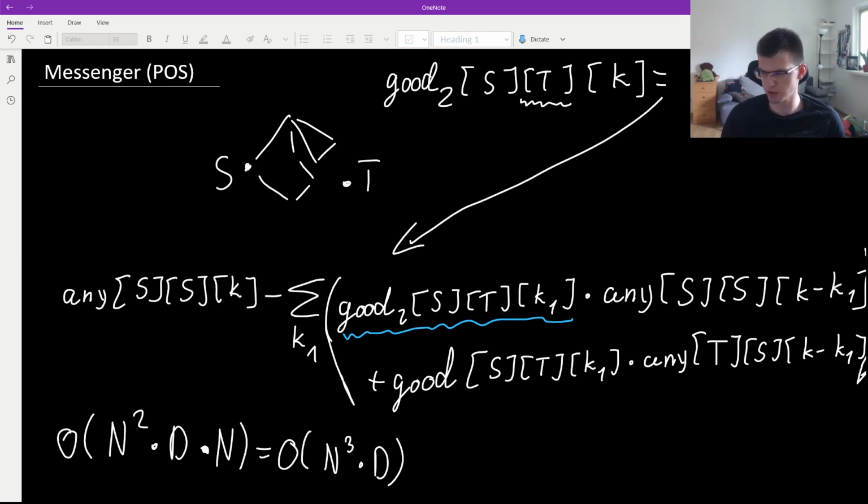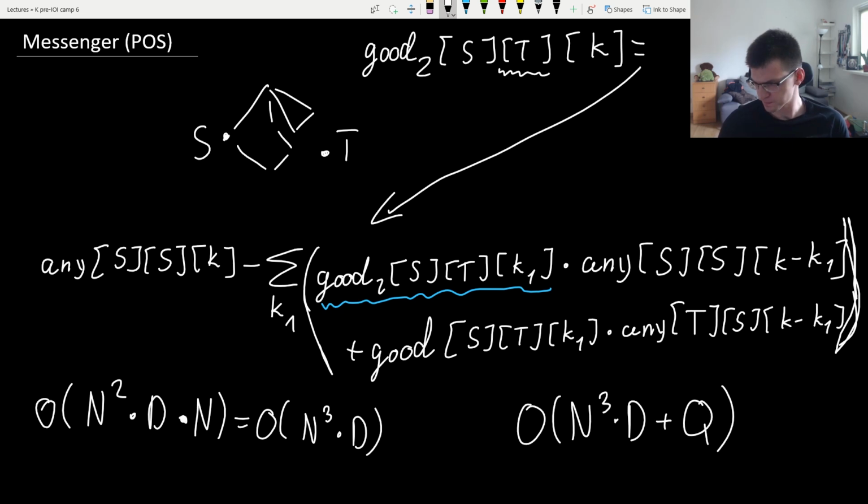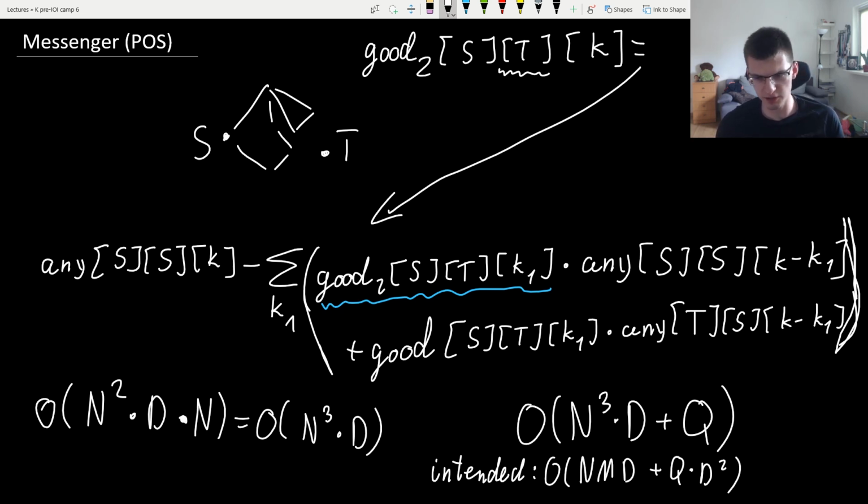Oh, and we need to answer queries, but we do that in constant time, right? We precomputed the good of S, T, K. Yeah, so our complexity is actually, apparently we got something completely different from the intended solution. The total complexity we have is O of n cubed times d for preprocessing plus q. Each query we answer in constant time. I see that the intended solution has complexity O of n m d plus q times d squared. For m that is around n squared, this is the same. If m was smaller, then the intended solution would work and mine wouldn't.